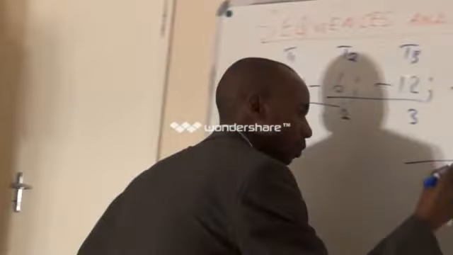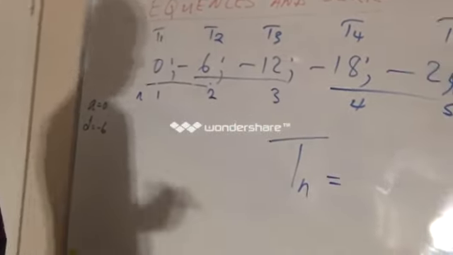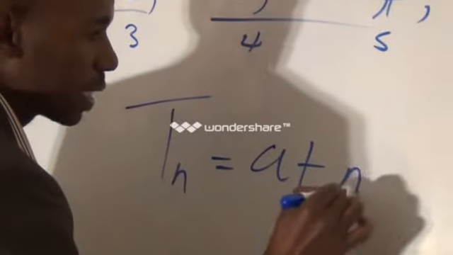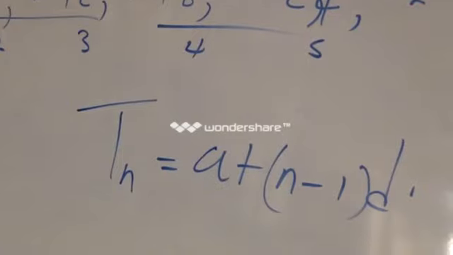So, what is that relationship again? What is the nth term in general? Tn? Someone? A plus n minus 1, times d. Correct?